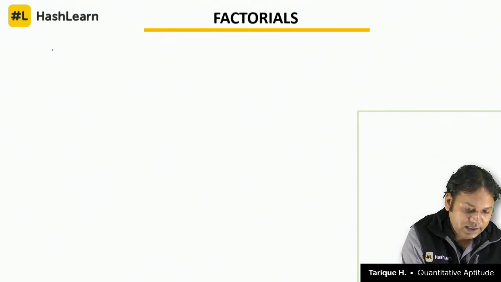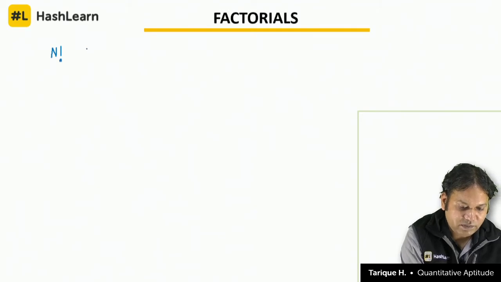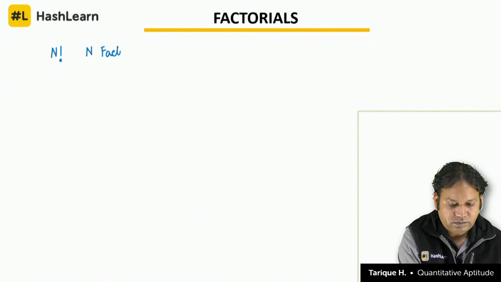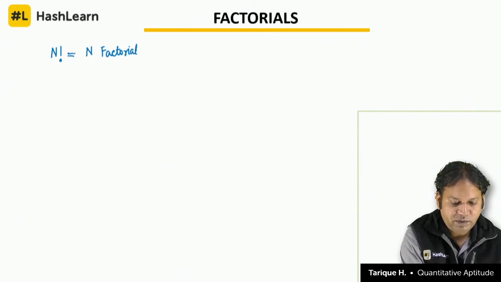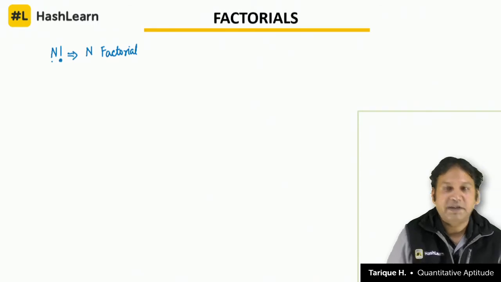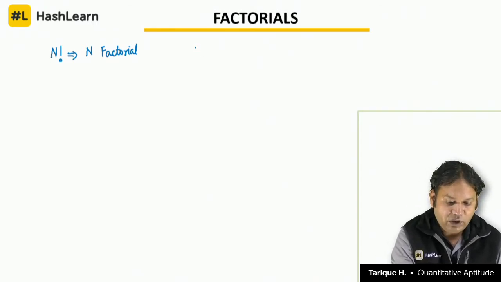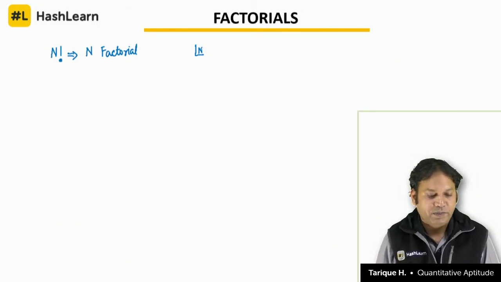Now let's understand what is n factorial. This is how we write, this is the factorial symbol. So n factorial. How do we represent factorial? By this exclamation mark. In books earlier, factorial was also represented like this. This is also n factorial.